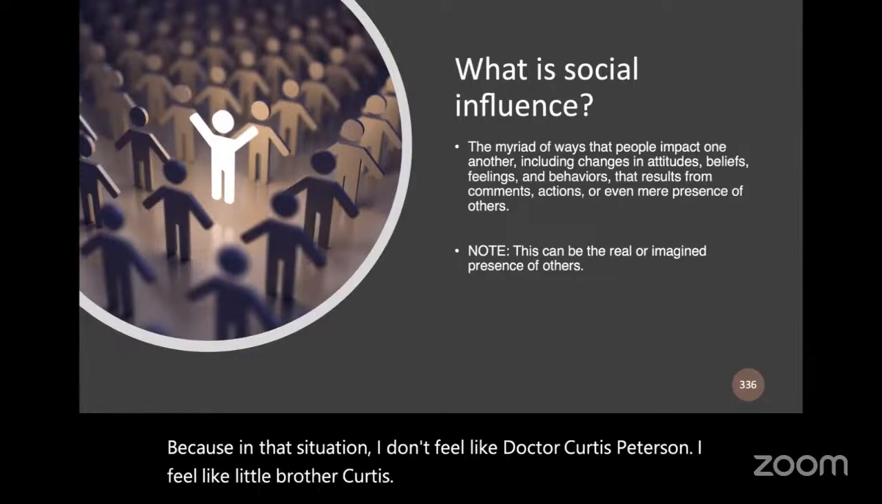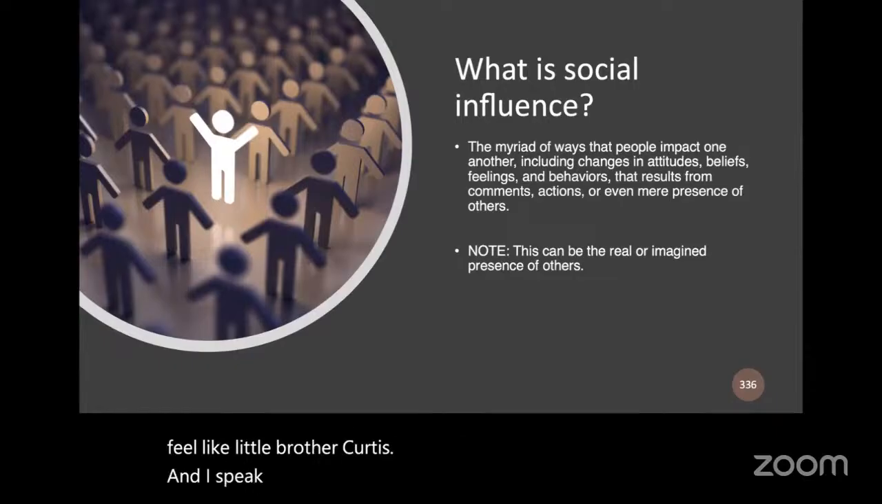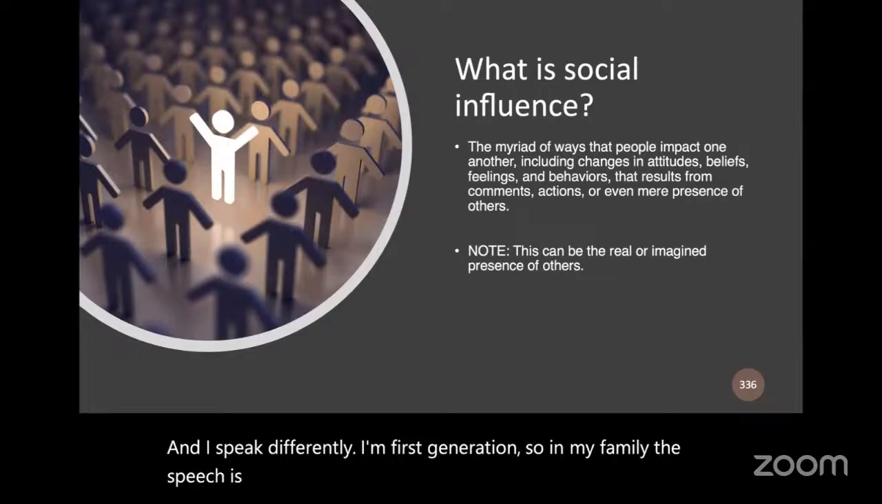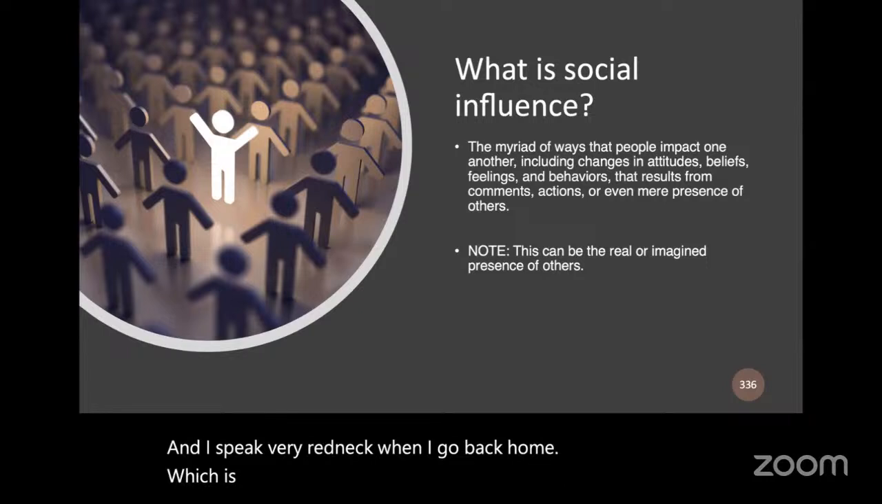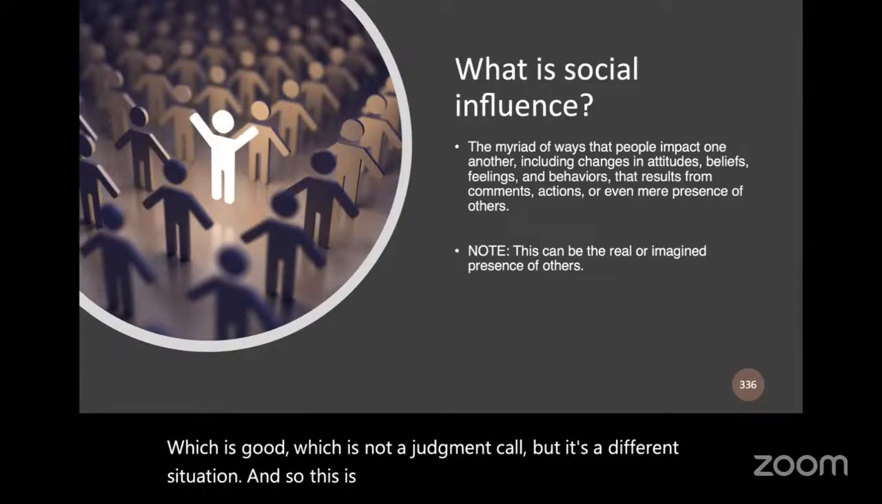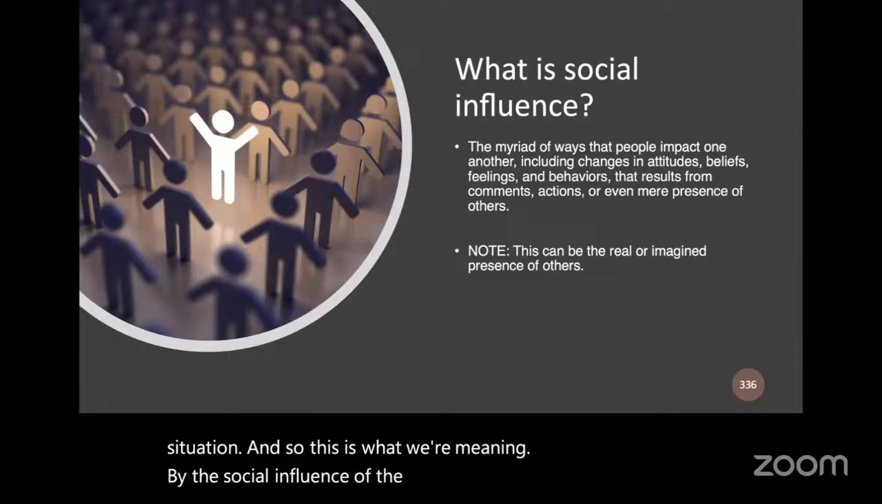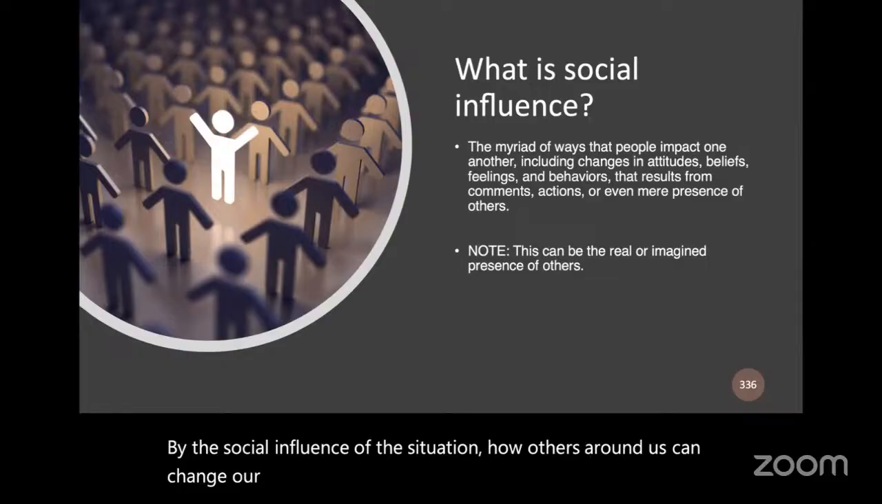And I speak differently. I'm first generation, so in my family, the speech is very, what is a term? Redneck. And I speak very redneck when I go back home, which is good, which is not a judgment call, but it's a different situation. And so this is what we're meaning by the social influence of the situation, how others around us can change our behaviors. Okay.